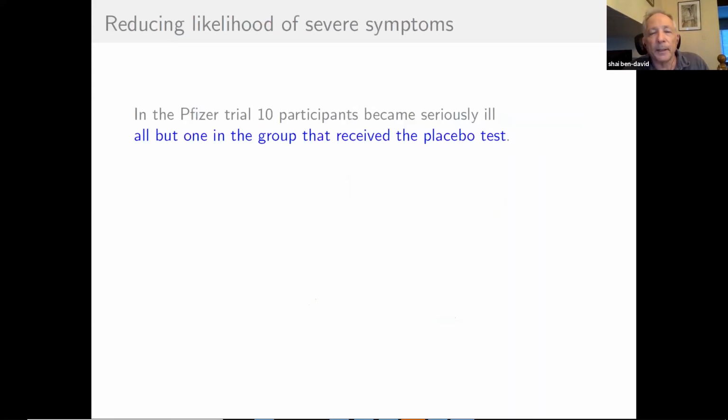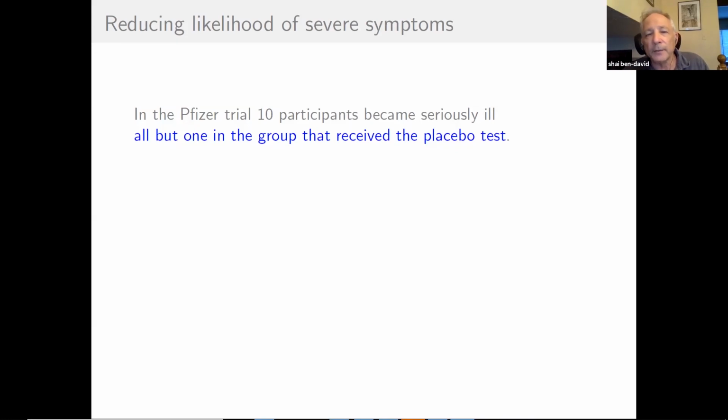Okay. And another thing that you see in the news is the report of severe symptoms. People can say, it's not so bad to get COVID. What I really worry about is getting COVID with severe symptoms. So we can repeat the same kind of analysis on the severe cases.